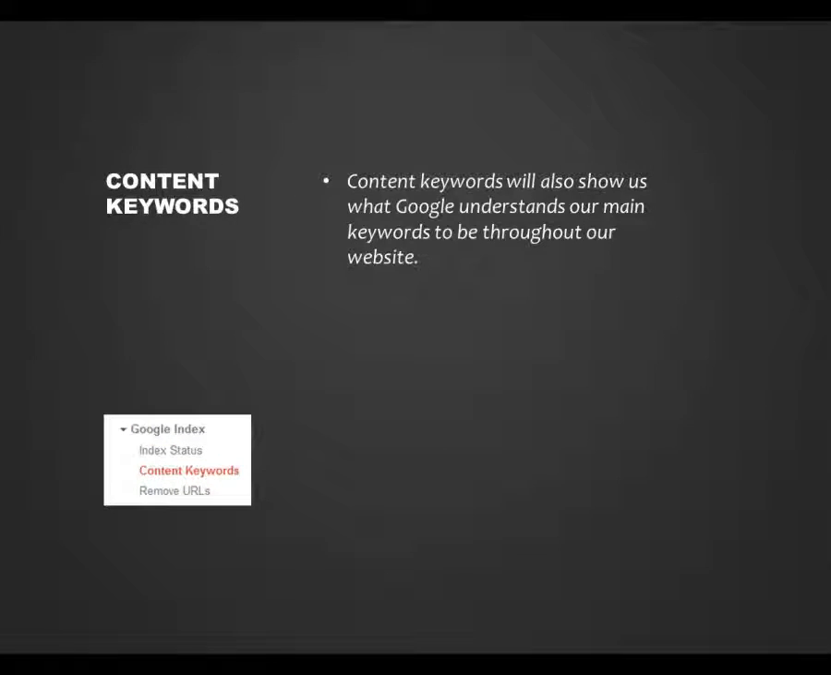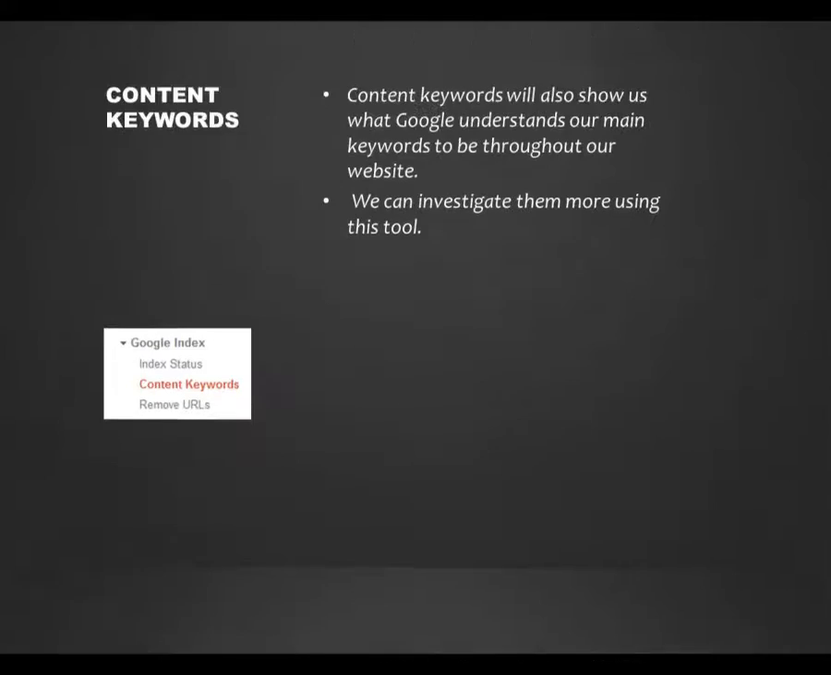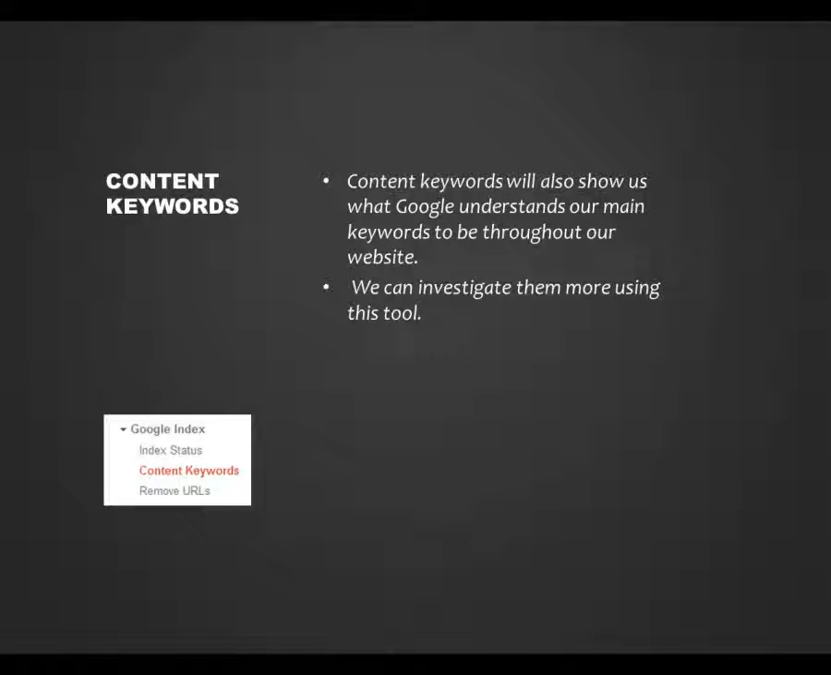Now here's your content keywords. Content keywords will also show us what Google understands our main keywords to be throughout our website. So we want to know, hey Google, overall, how do you judge me as a website? What do you think I'm trying to talk about here? The message I'm trying to get across. We can investigate them more using this tool. So if we click on content keywords, it's going to let us know what Google understands our website to be about. So that's kind of important to us.